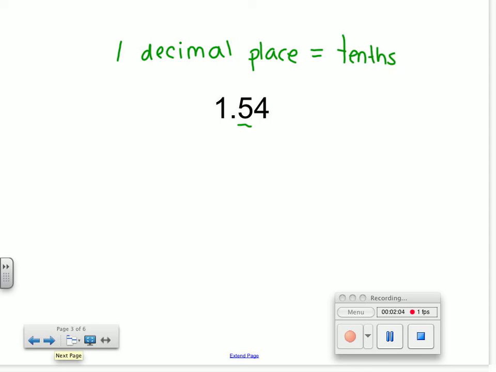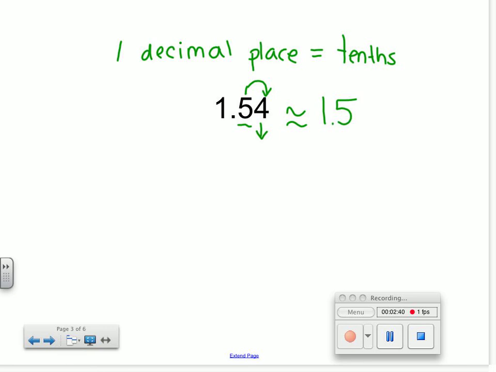So looking at the 5, that's the place that we want to round to. So we're going to look to the next lower place value, which is our 4. Our 4 is 4 or below, so that means we're going to round this number down and keep the 5, which is in the tenths place, the same. So this is approximately 1.5. Remember, we don't have to write this 0 here because it doesn't change the value of the number. So we would just write 1.5 or 1 5/10.